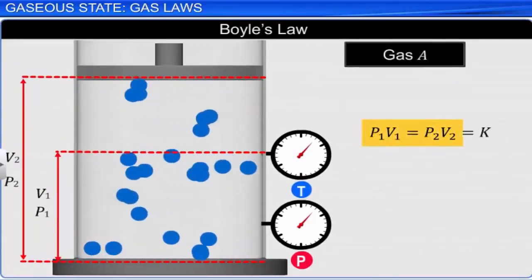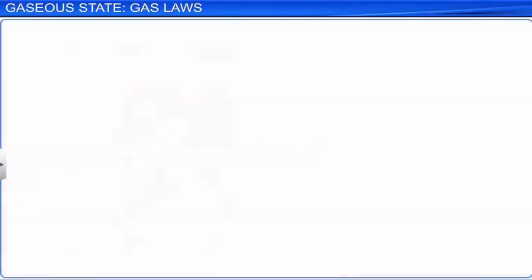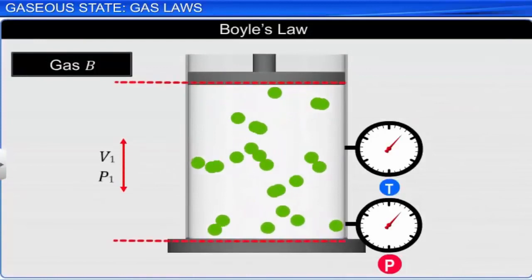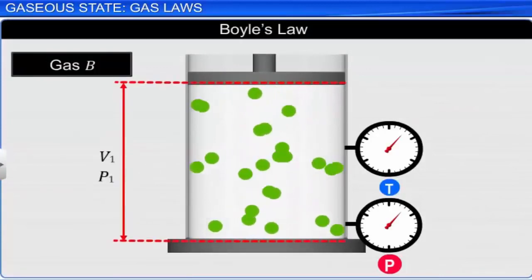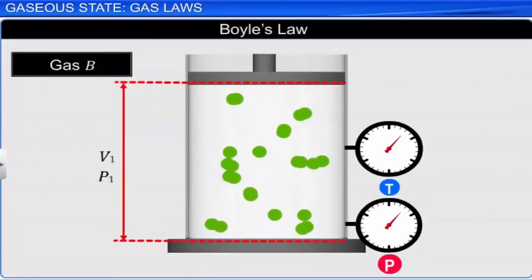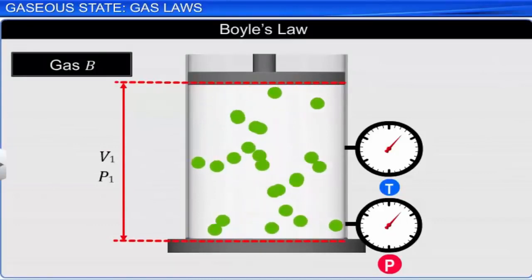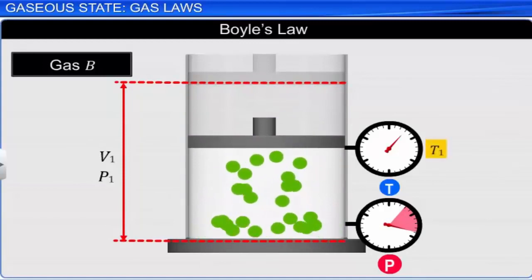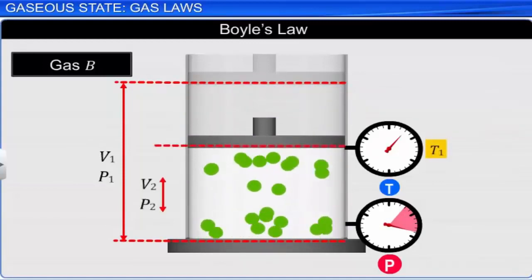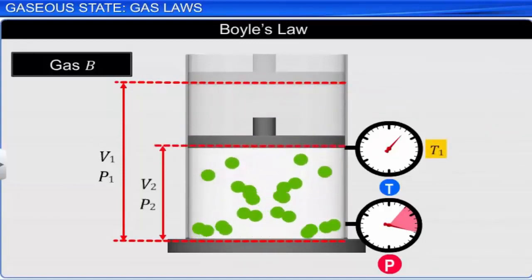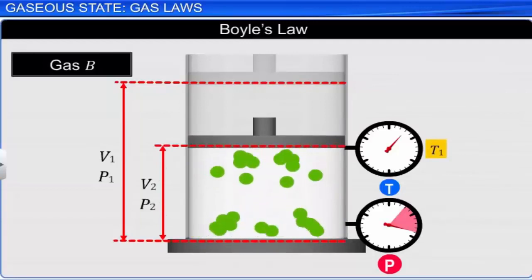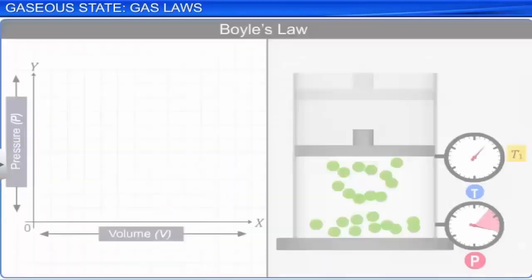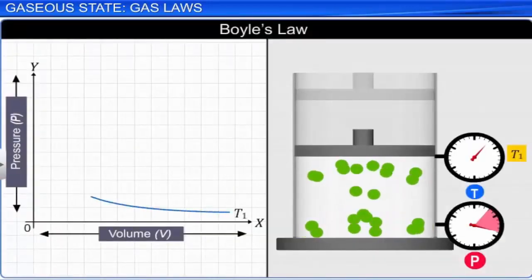Now consider N moles of gas B at pressure P1 and volume V1. Let us now slowly increase the pressure, keeping the temperature constant at T1. We observe that volume of gas decreases as the pressure increases. If we plot this variation of pressure versus volume on an XY graph, we get the given curve.